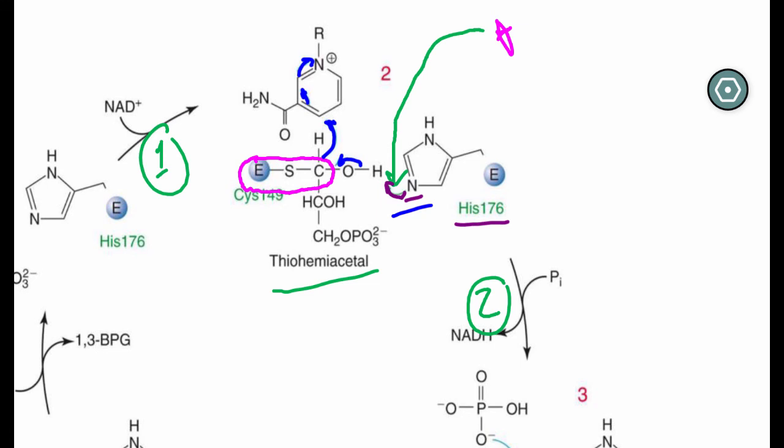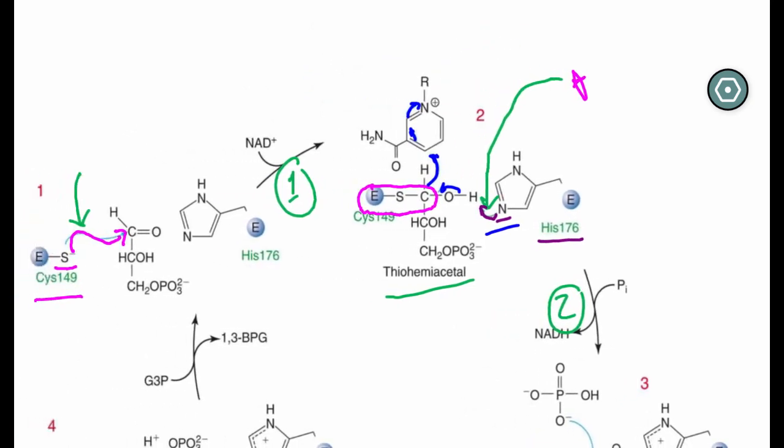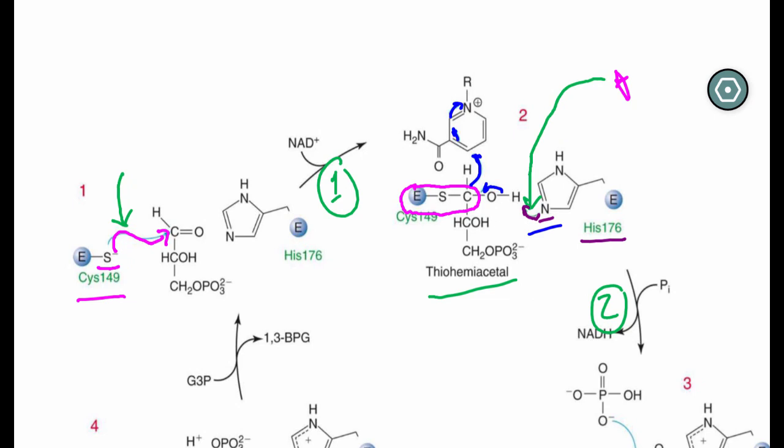Now, some of you are saying, well, why aren't these metal ion catalysis? And the reason is because none of these have a metal ion on it. In fact, GAPDH doesn't require a metal ion. Okay, now, the last question here, come back to this.